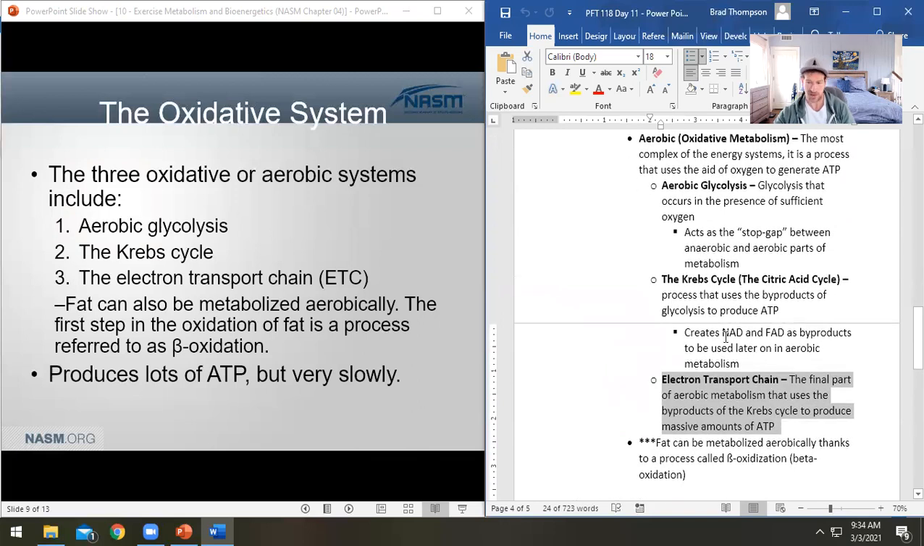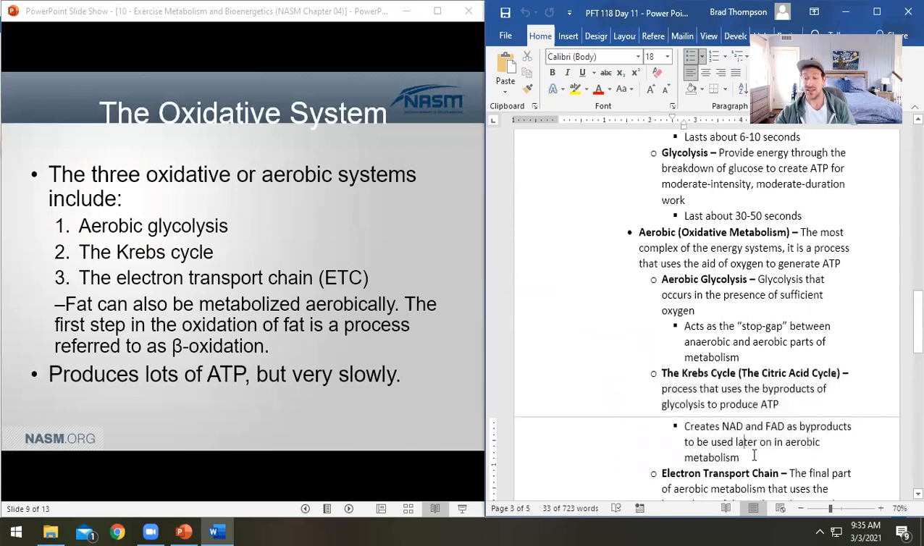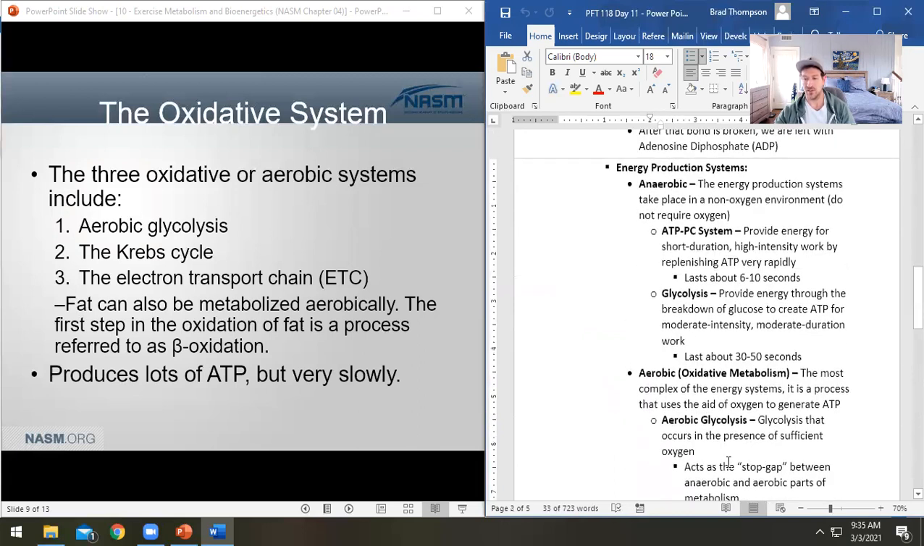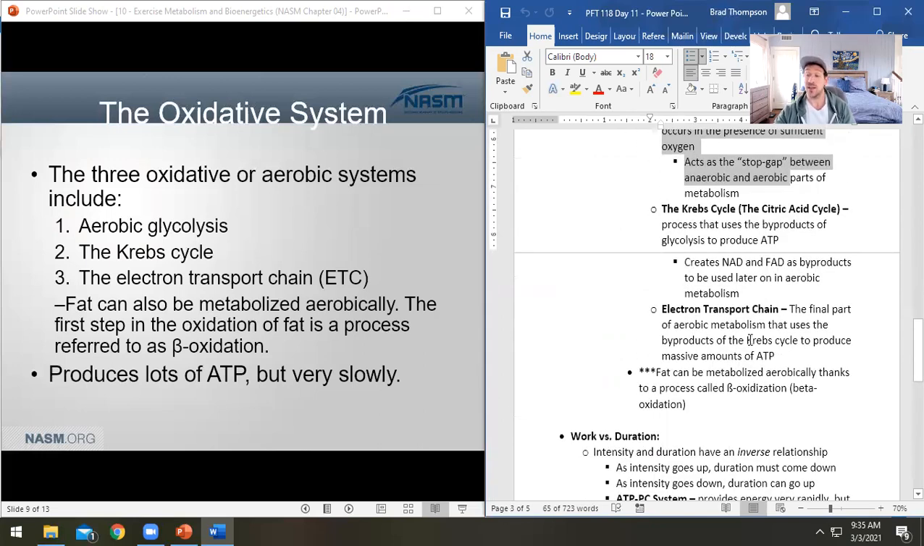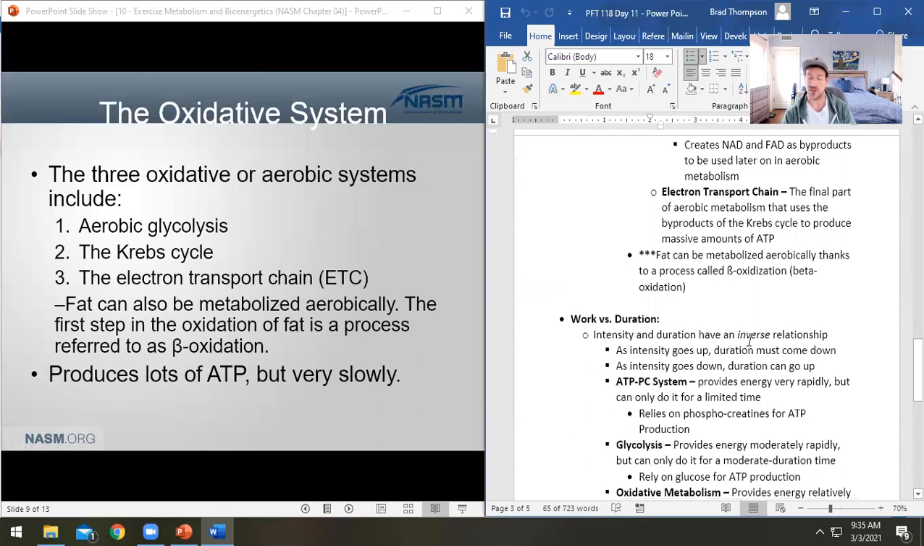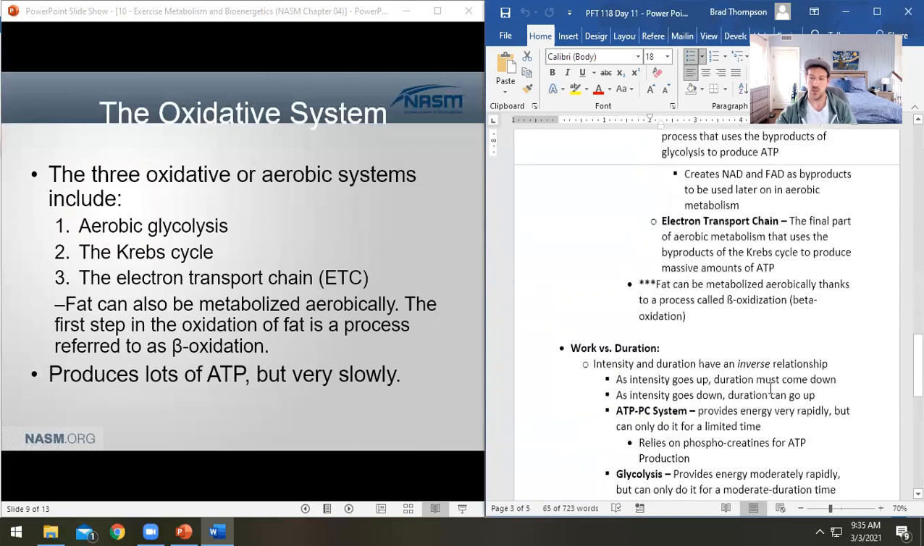So you're getting massive, massive amounts there. But obviously, this system relies on the byproducts of this system, so that takes a while to get going. And this system relies on the byproducts of this system, so that takes a while to get going, right? So because of that, this is our long duration stuff. And by that point, your intensity is dipping. So again, if you're doing above 20 reps, like if you're jogging, you're very much in your aerobic energy system.